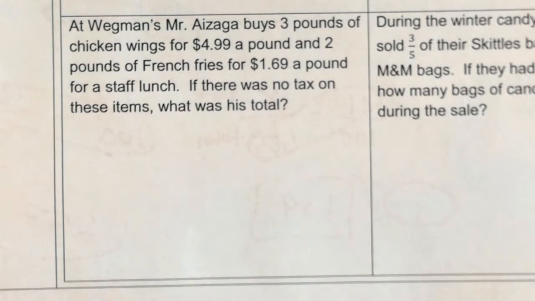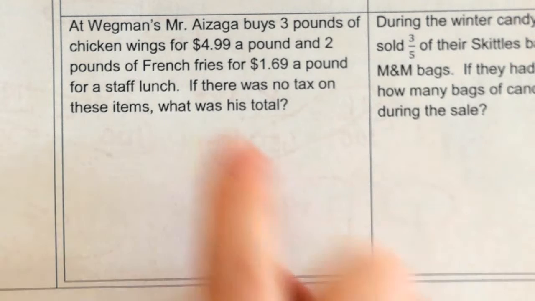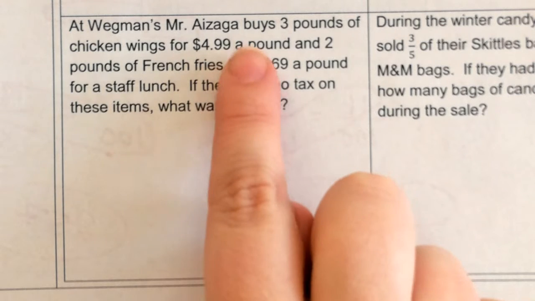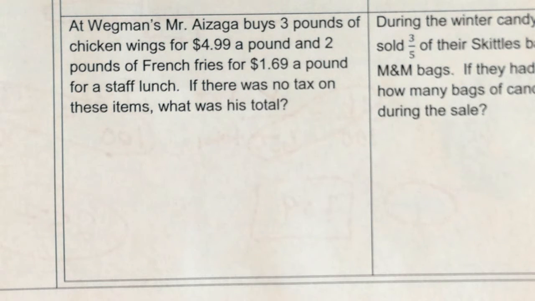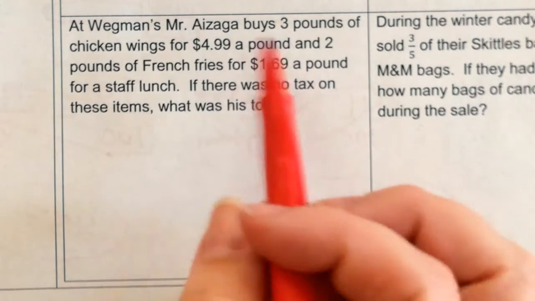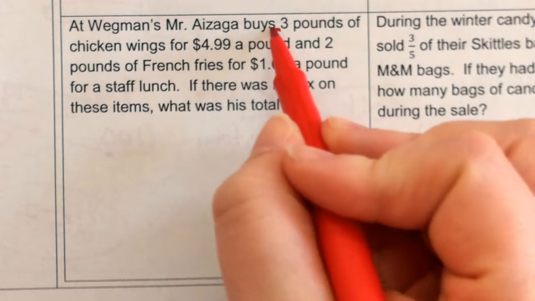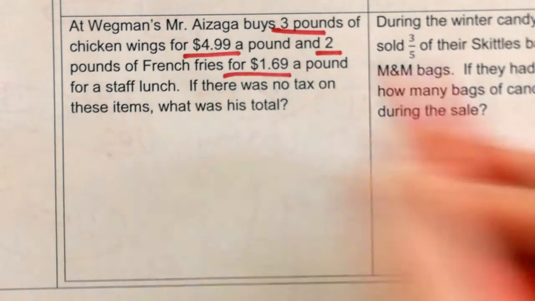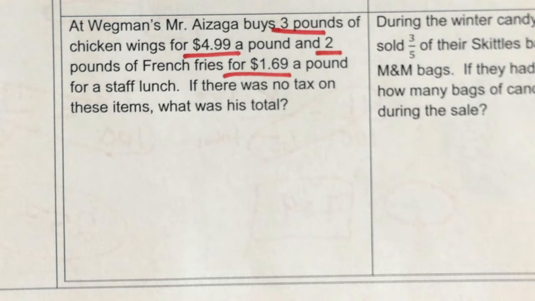Okay. So I really like this next question, because if you ever go to the grocery store or the deli or anything like that, they're using a price per pound. Okay? And so when you have a price per pound and you buy more than 1 pound of it, to find out how much it costs, they multiply the weight by the price to figure out the total. So this problem says, at Wegmans, Mr. Izaga buys 3 pounds of chicken wings for $4.99 a pound and 2 pounds of French fries for $1.69 a pound for a staff lunch. If there's no tax on these items, what was his total?